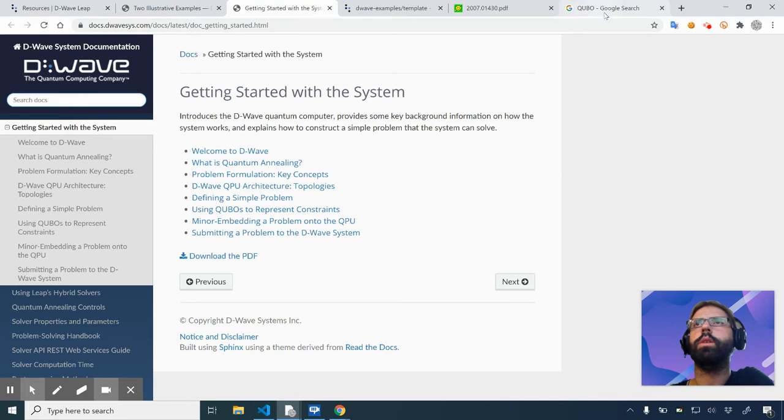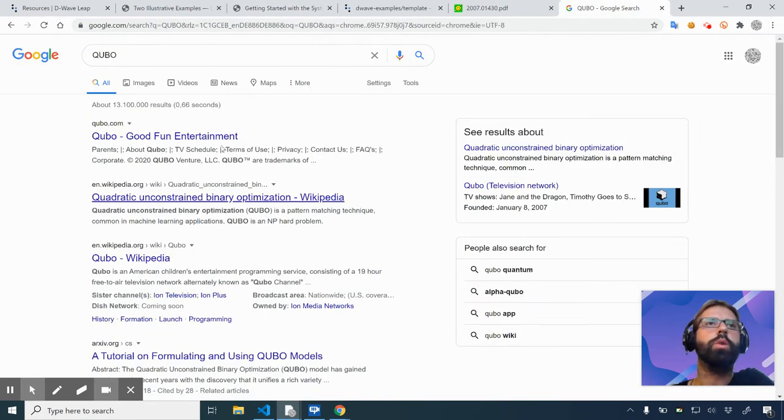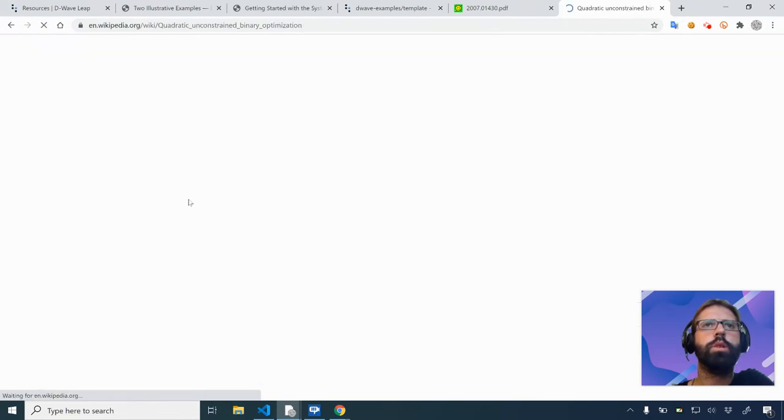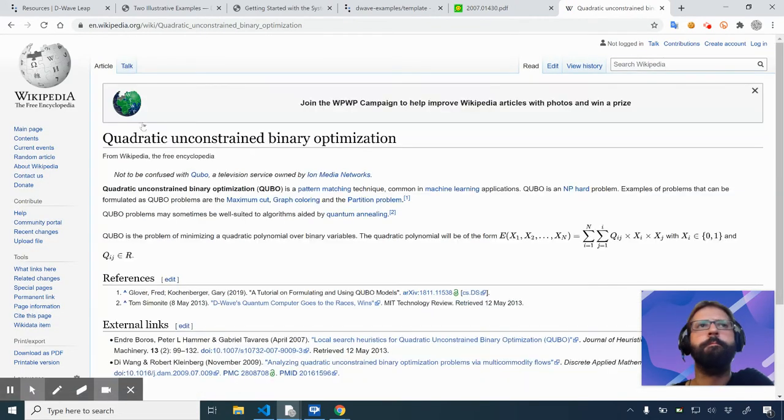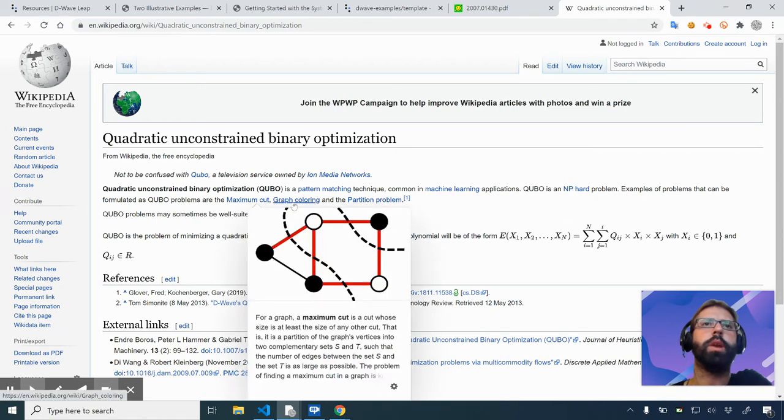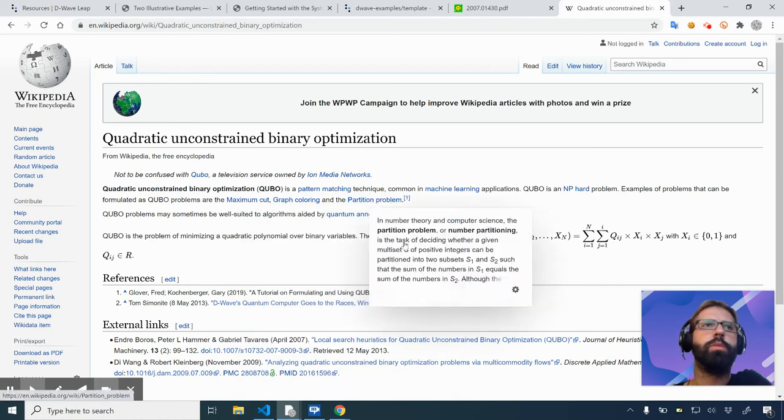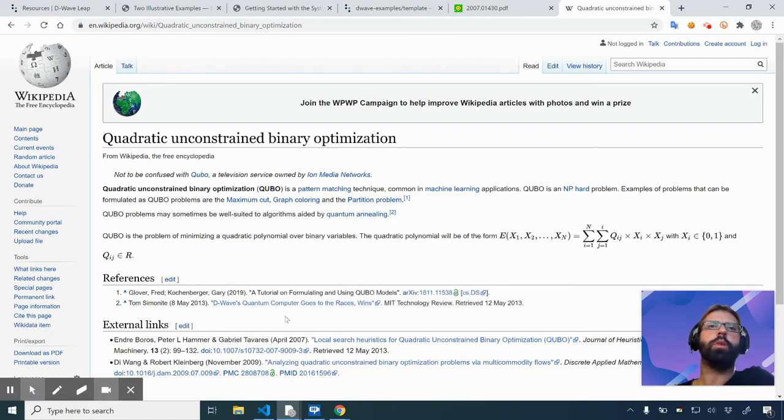Getting started with QUBO. Quadratic unconstrained binary optimization is a pattern matching technique common in machine learning applications. QUBO is an NP-hard problem. Examples of problems that can be formulated as QUBO problems are maximum cut, graph coloring, and the partition problem. QUBO problems may sometimes be well suited to algorithms aided by quantum annealing. QUBO is the problem of minimizing a quadratic polynomial over binary variables. The quadratic polynomial is of the form x1 through xn.